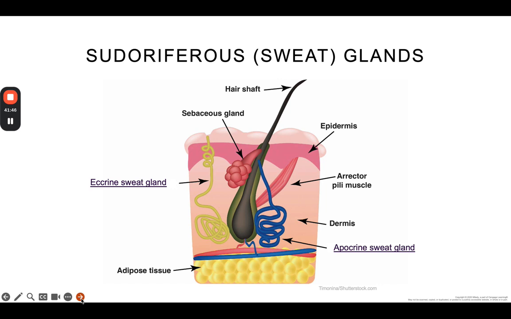Our sudoriferous glands help to regulate body temperature and eliminate minute amounts of waste products by excreting sweat. The excretion of sweat is controlled by the nervous system. Normally, 1 to 2 pints of fluids containing trace amounts of minerals such as sodium, potassium, and magnesium are eliminated daily through sweat pores in the skin. There are two types of sweat pores or sweat glands, which are the apocrine glands and the eccrine glands. Let's break those two down.